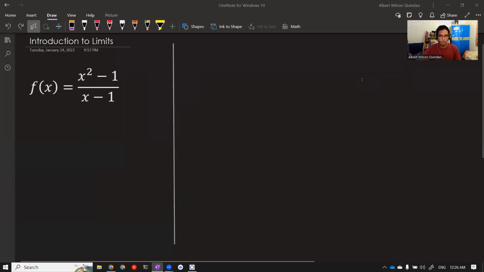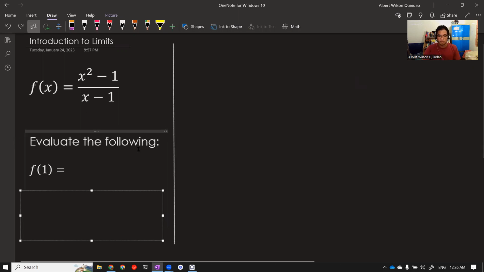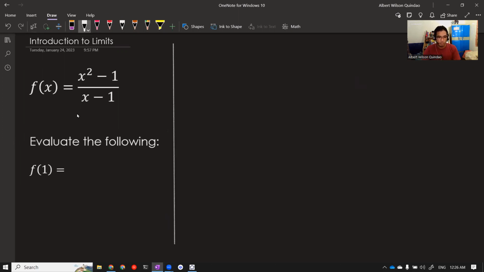So let's consider a function f defined by the equation f of x equals x squared minus 1 all over x minus 1. And the first thing that we're going to do is to evaluate f of 1. Now, all we have to do is to substitute x equals 1 to our equation. So yung mga x natin ay papalitan natin ng number 1.